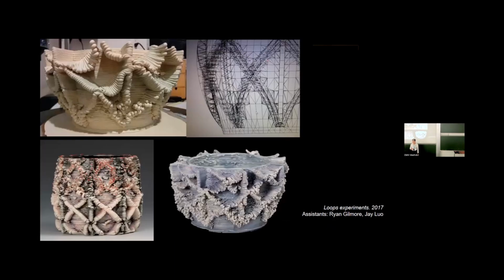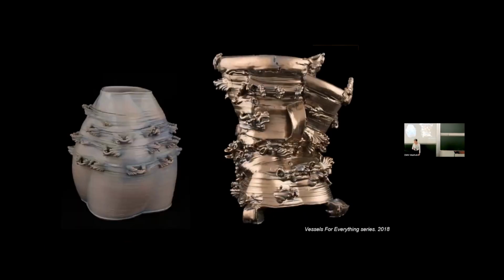And again, you sort of have to abstract from the digital workspace where everything looks fairly rigid. So this is a screenshot from Rhino of this object, and then the actual printed object where everything is kind of loose and droopy and juicy. And of course, this is ceramics.